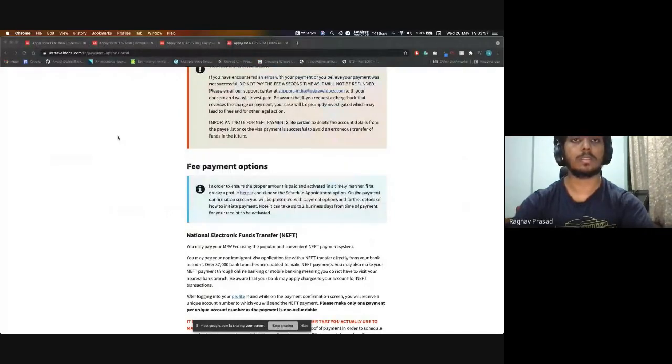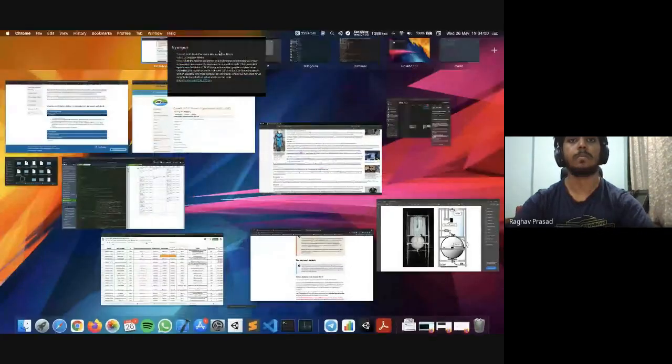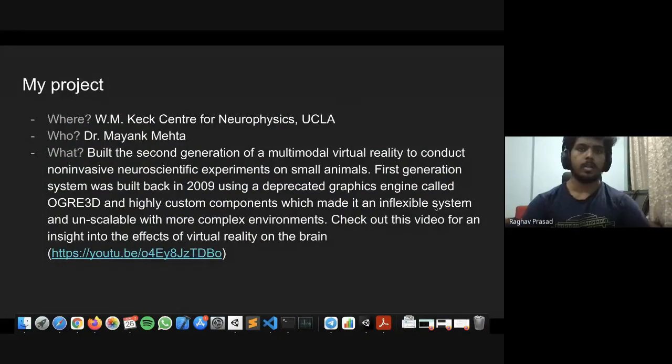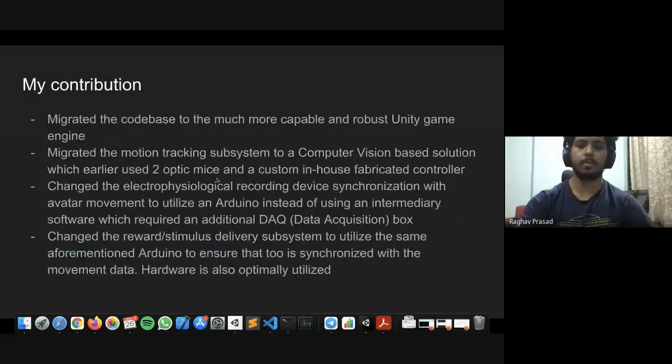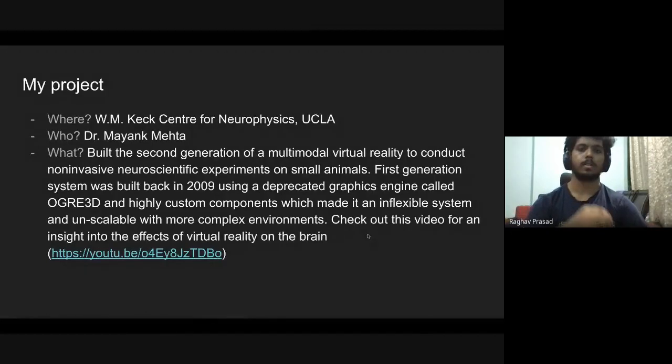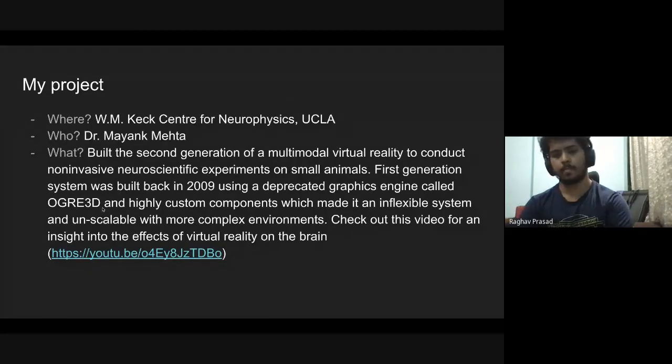So that was my project, and it was built on a graphics engine called Ogre 3D. They have a lab which fabricated PCBs and other chips to control the hardware side of things, and they fabricated those components in house. So they were highly custom.